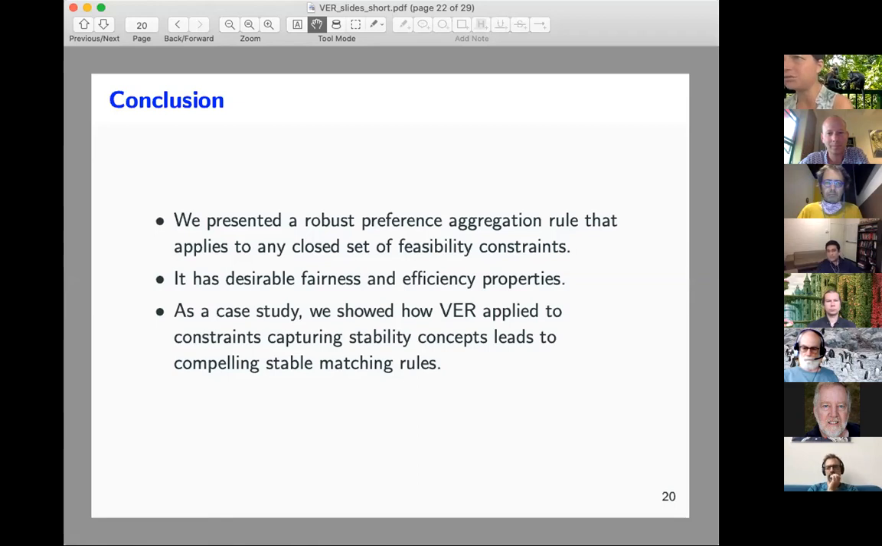Christian is asking if your rule can be applied to stable roommate matching. As I said earlier, it applies to any kind of social choice setting where agents have ordinal preferences over social outcomes. So indeed, it applies to stable matching as well, stable roommate matching as well.